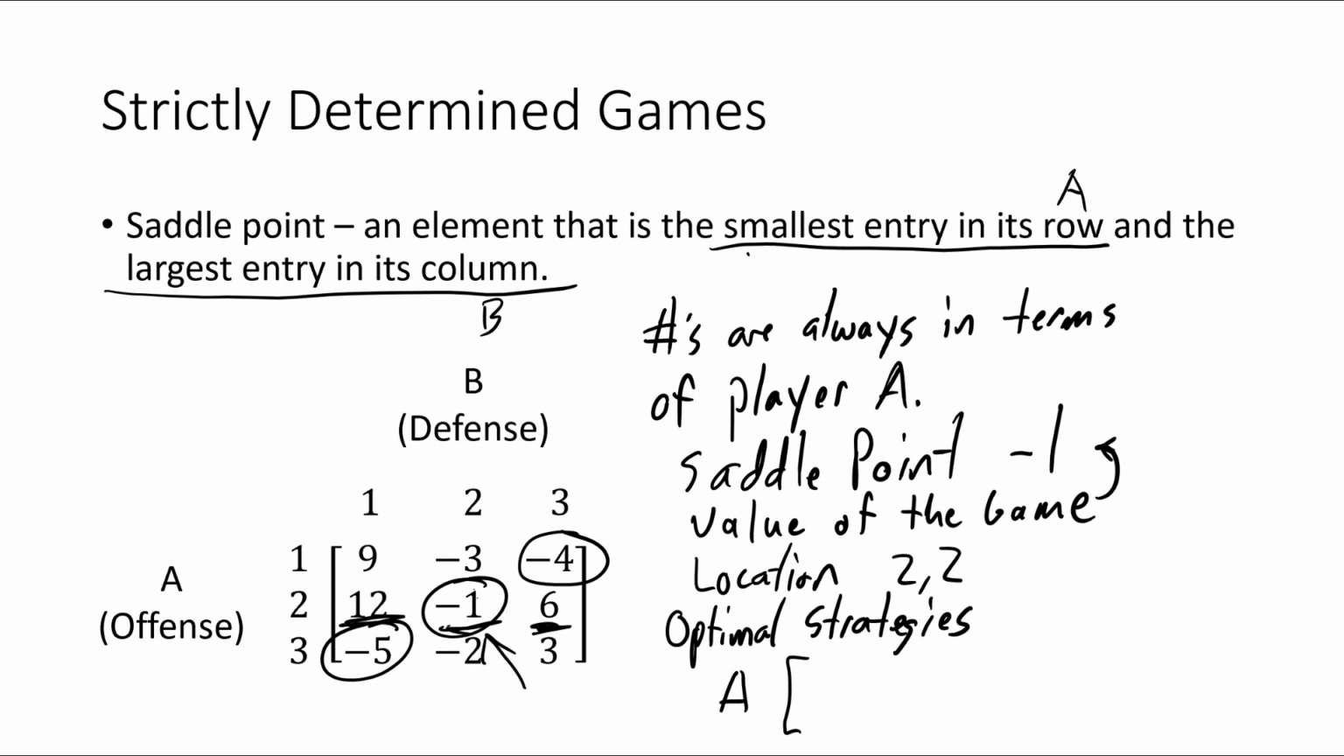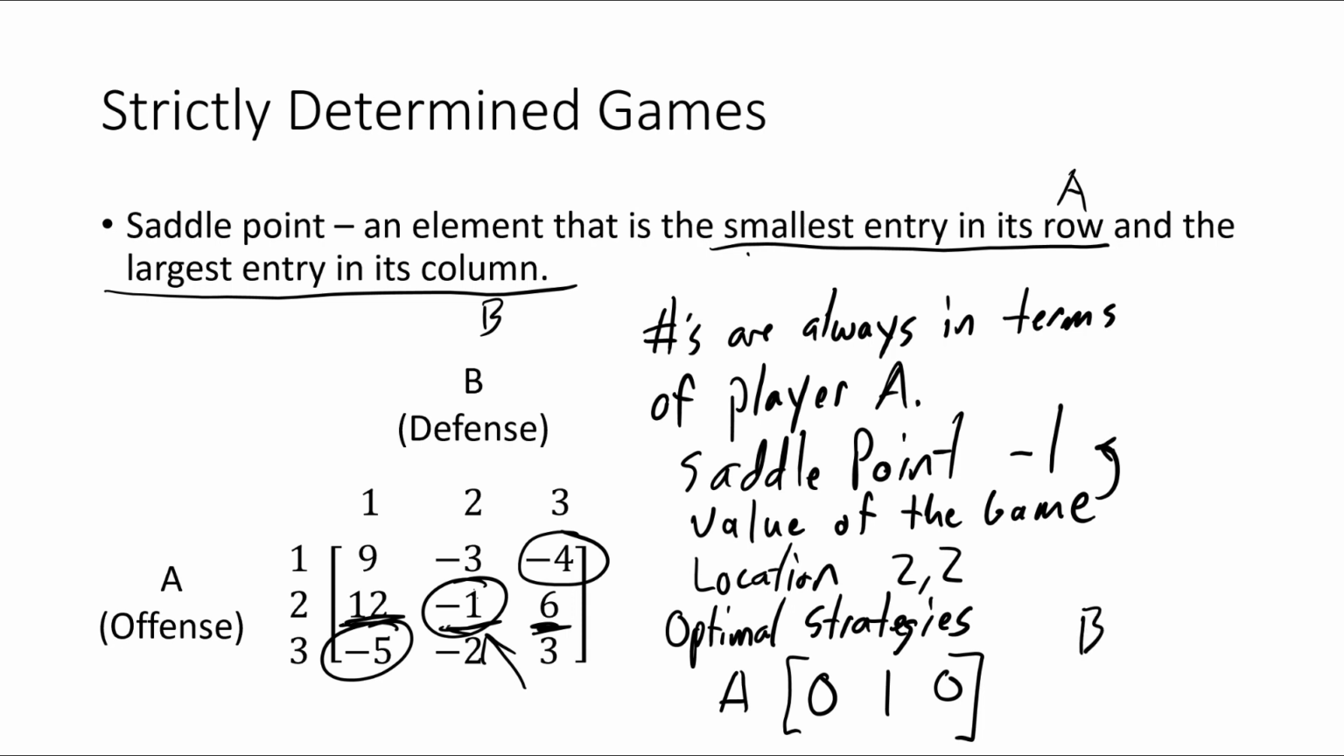Well, they're not going to choose option 1 because this is a strictly determined game. They're always going to choose option 2. So 0% of the time is how often they're going to choose option 1. Then we're going to put how often they're going to choose option 2. Well, that's 100% of the time. So 1, because the saddle point is what the team is going to choose every single time. And then how often are they going to choose option 3? That's 0. They're never going to choose option 3, so that's 0% of the time. So A's optimal strategies are 0, 1, 0.